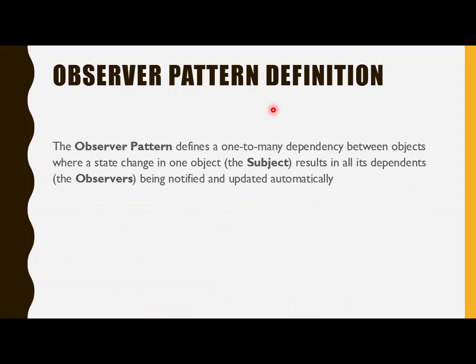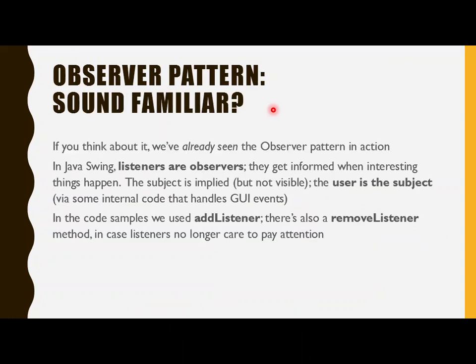When a significant state change happens in the subject, all of its dependents, which we'll call the observers, are automatically notified. Now, if that sounds a little familiar, it probably should, right? It should sound familiar because we've already seen this in action. We didn't necessarily call it observer at the time, but when we learned about Java Swing and event-driven programming, all the listeners that we talked about and created, those are observers.